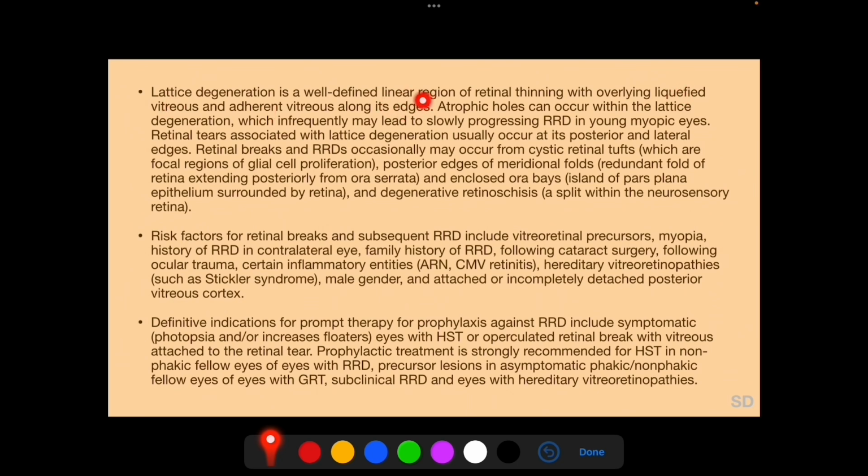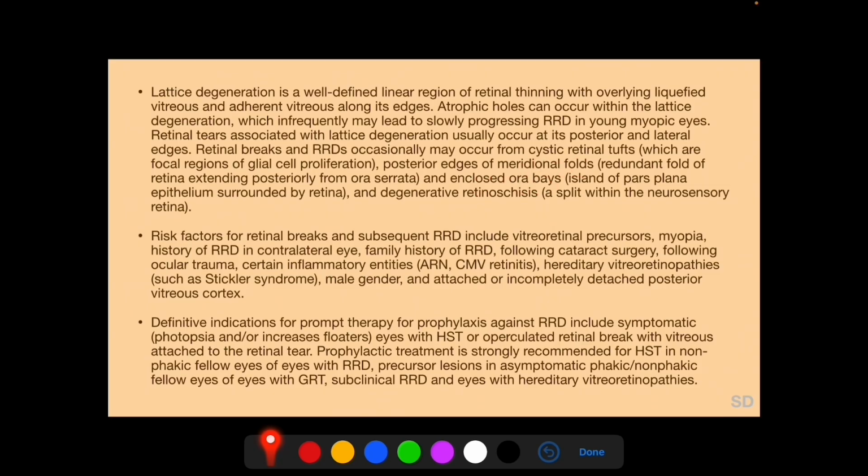Lattice degeneration is a well-defined linear region of retinal thinning with overlying liquefied vitreous and adherent vitreous along its edges. Atrophic holes can occur within the lattice degeneration, which infrequently may lead to slowly progressing RRD in young myopic eyes. Retinal tears associated with lattice degeneration usually occur at its posterior and lateral edges. Retinal breaks and RRDs occasionally may occur from cystic retinal tufts, posterior edges of meridional folds and enclosed ora bays, and degenerative retinoschisis.